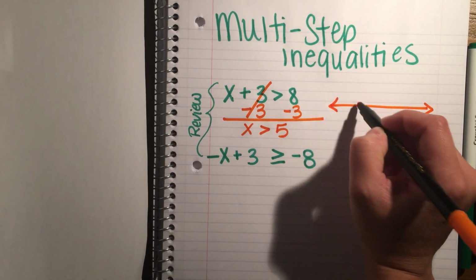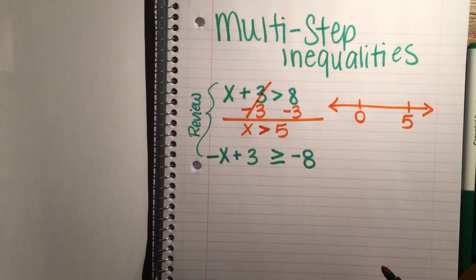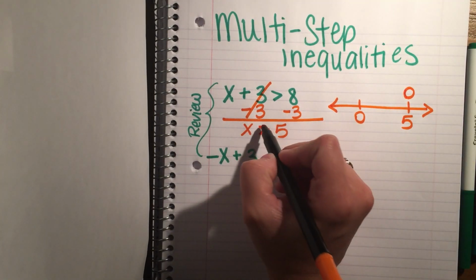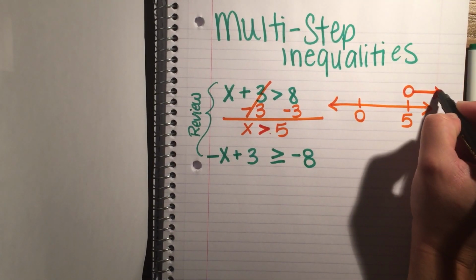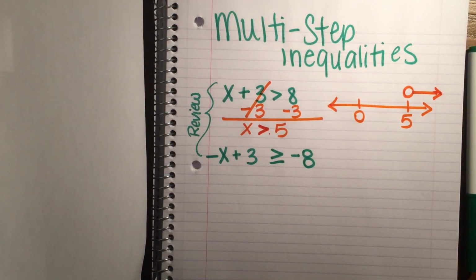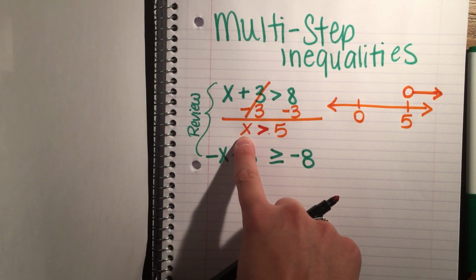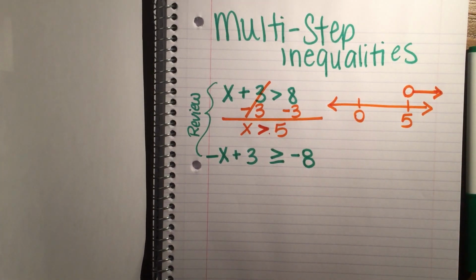Now, if we quickly graph, because it's greater than, we will have an open circle. Because my point faces to the right, my arrow point should face to the right. That means any solution greater than 5, but not including 5, is a solution. Let's look at number 2.